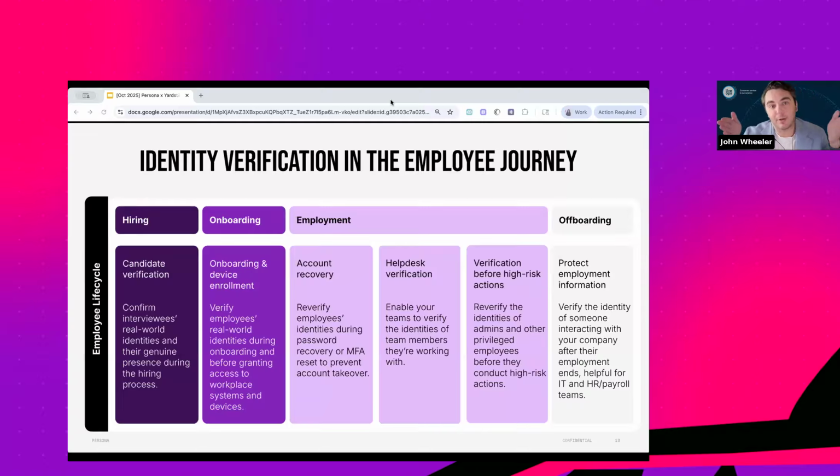I think the hiring timeline will shrink pretty dramatically, but generally fraud will become more costly if you don't have a good solution around it.